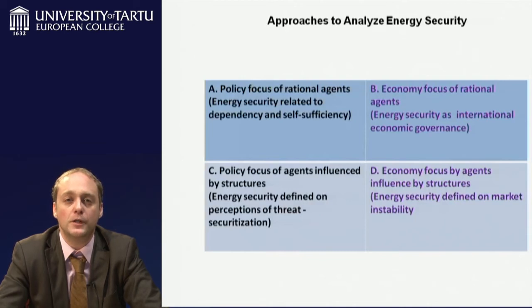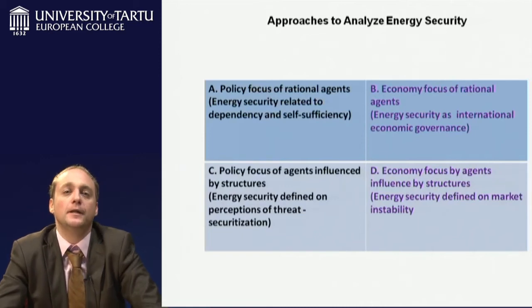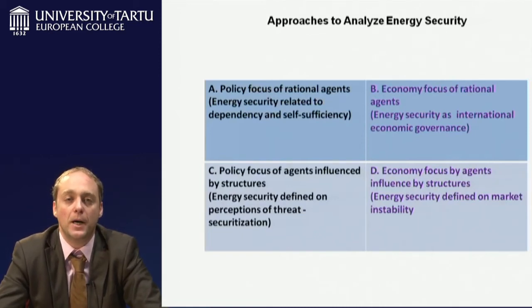And finally, the approach D looks at the non-rational dimension, but economic view on energy security, mostly related to market failures. So very similar to the approach C in a way of understanding the non-rationality of actors, but opposing on the dimension of energy security because it would look at the economics first of all. What do these approaches mean exactly?